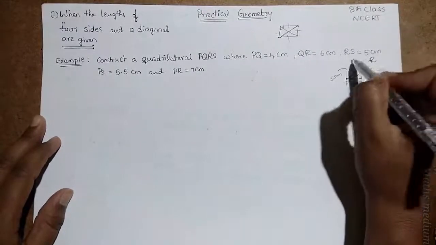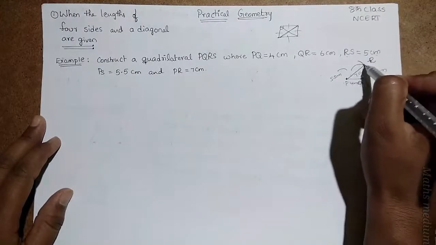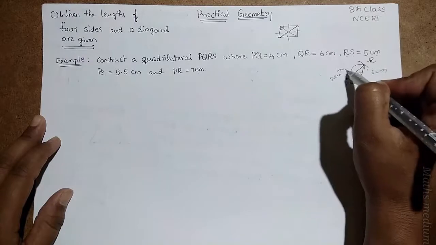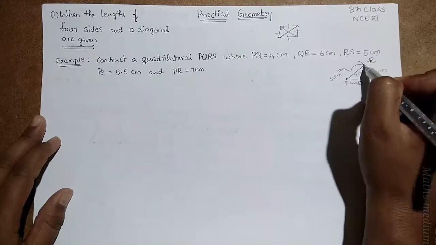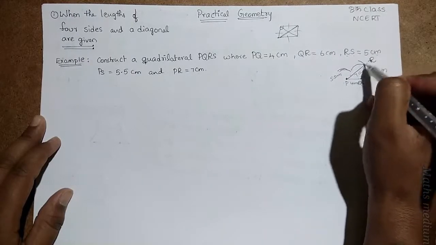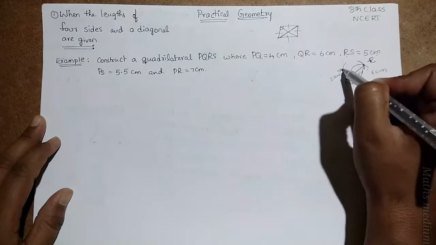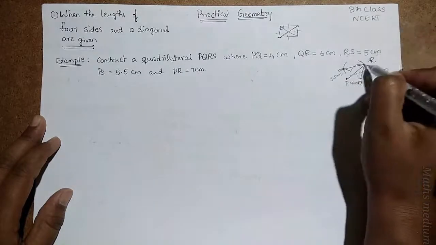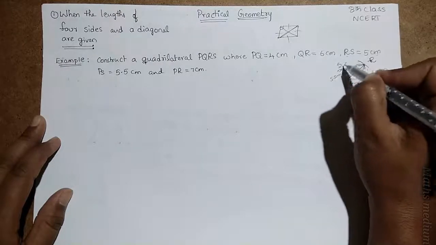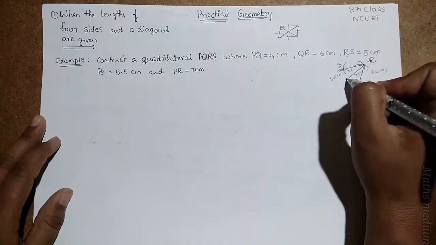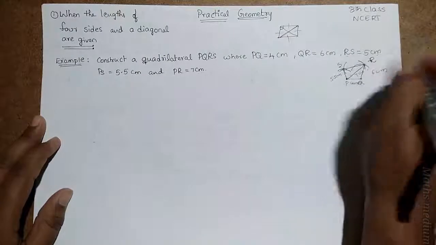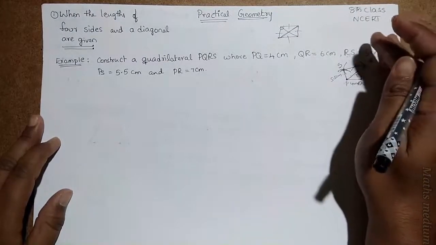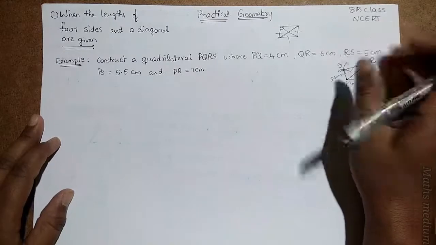Now we have to construct RS equal to 5 centimeters. We get the point R, so we make an arc with 5 centimeters from R. Take a compass with 5 centimeters and make an arc at point S. Join these points where we get S and R. Lastly, complete PS with 5.5 centimeters. This is just a rough sketch of the given question, and I hope you understand this.